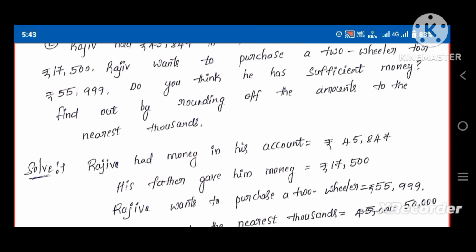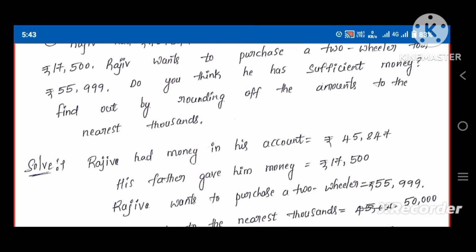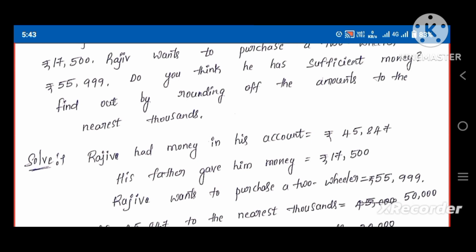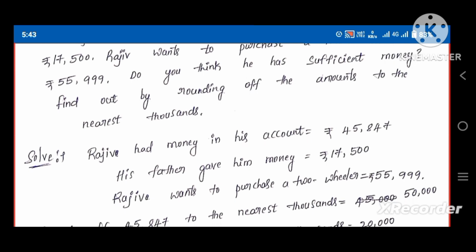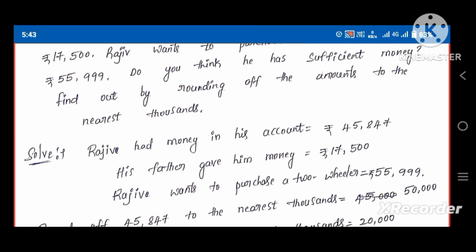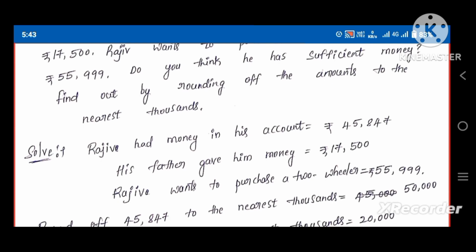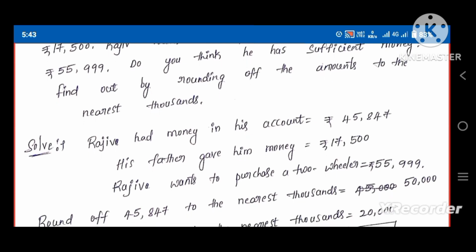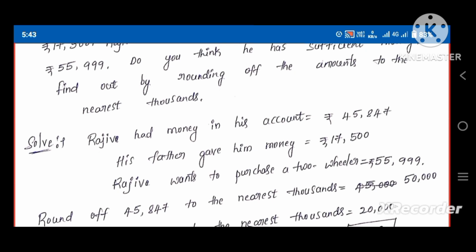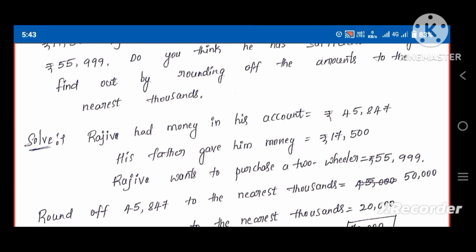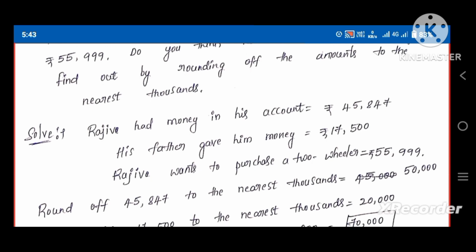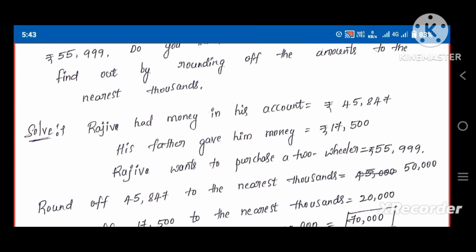Solve. Raju had money in his account is equal to rupees 45,847. His father gave him money is equal to rupees 17,500. Raju wants to purchase a two-wheeler is equal to rupees 55,999. Round off 45,847 to the nearest thousands is equal to 50,000.